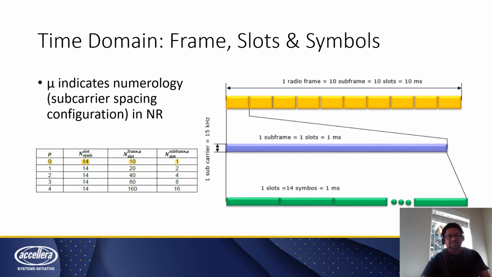All right, let's talk about 5G frame structure. We'll talk about frames, slots, symbols, subframes, etc. Numerology or mu, which is basically subcarrier spacing configuration in the 5G NR. We have different numerology values supported. If you take a frame, which is divided into 10 subframes, overall 10 milliseconds, each subframe is represented by one slot in the case of numerology equals 0, and each slot is further divided into 14 symbols. Now, based on the numerology selected, the number of slots per subframe or the number of slots per frame vary.